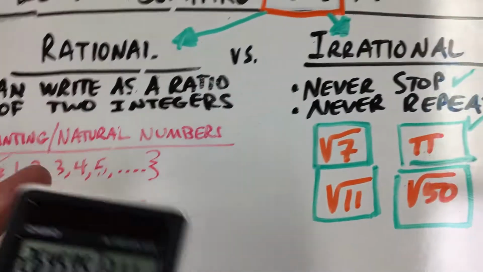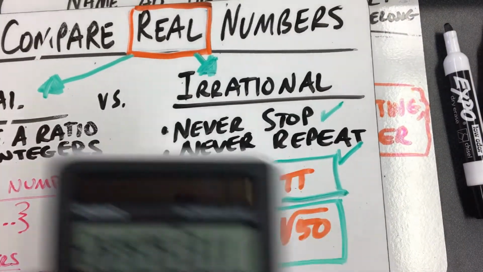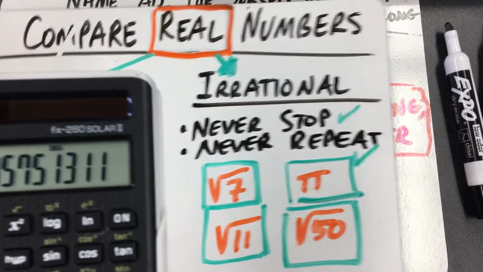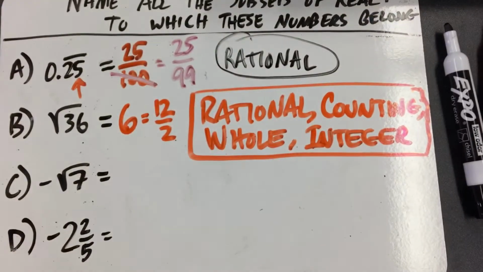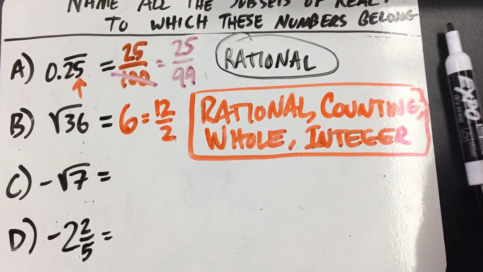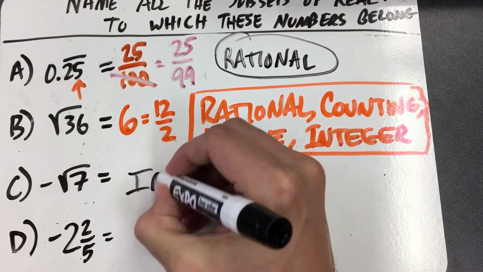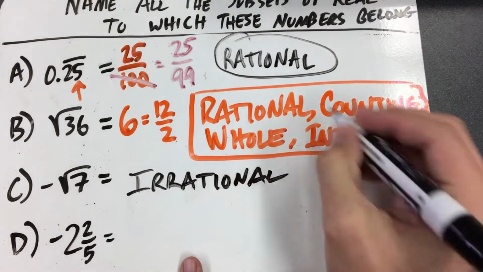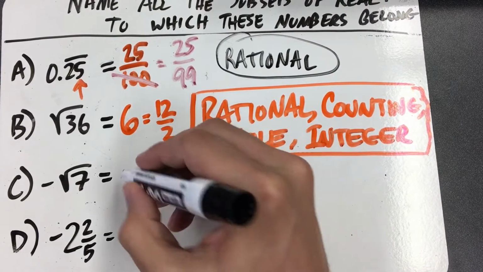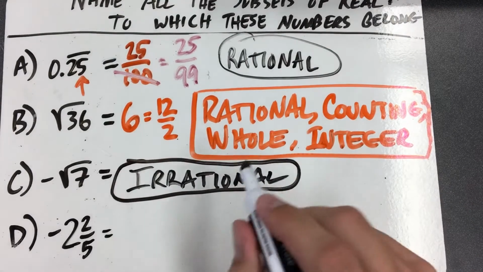Which category is that? Is that something we can write as a ratio, or is that a decimal that never stops and a decimal that never repeats? Look at this thing. This is definitely a decimal that never stops and a decimal that never repeats. And so this is irrational. If you pick irrational, you cannot pick anything else. Irrational will always just be by itself. It will never have these others in there with it, because all those others are types of rational numbers. So if you pick irrational, you better not pick anything else.